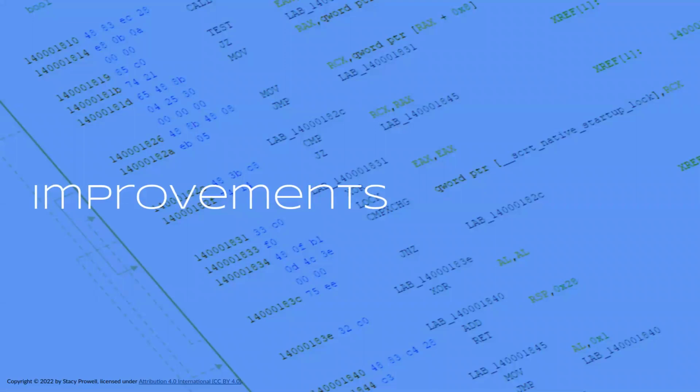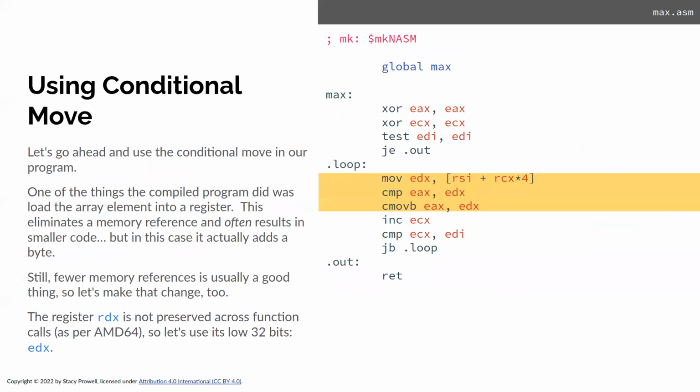Let's make some improvements in our code. So let's go ahead and use the conditional move. So here's the program as it stands right now. Right, we eliminated the stack stuff at the top and the bottom. We replaced the clear and obvious setting to 0 and comparing to 0 with exclusive ORing and testing, because that seems like it's a good idea.